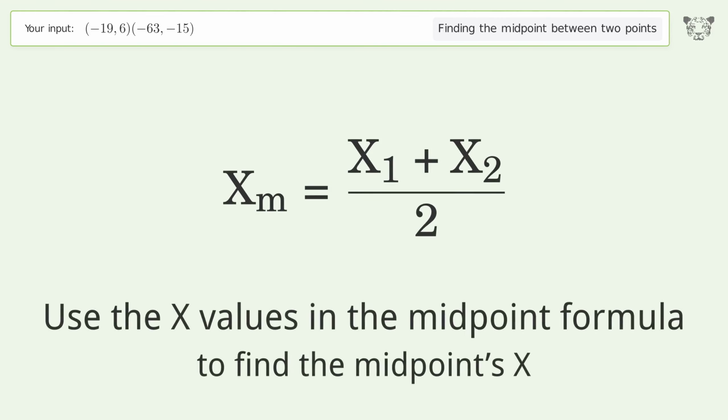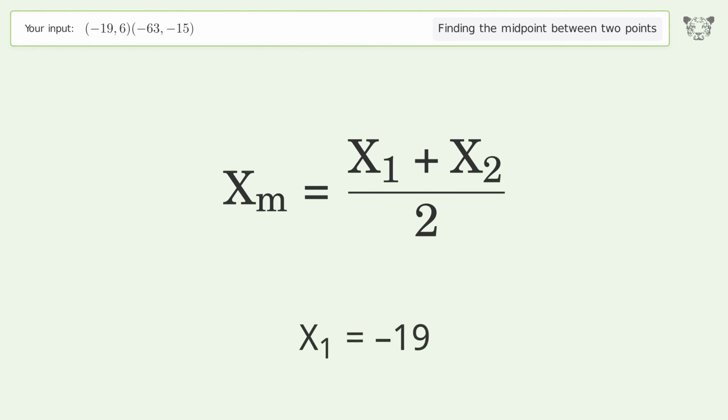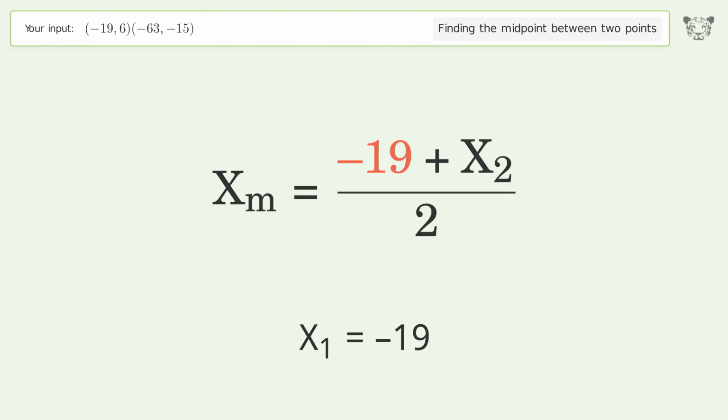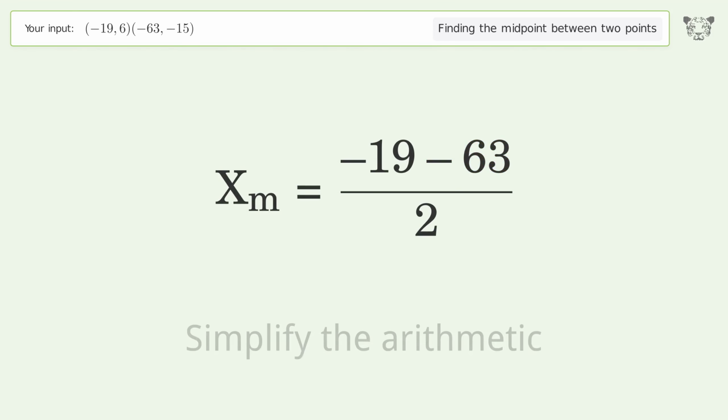Use the x values in the midpoint formula to find the midpoints x. x1 equals -19. x2 equals -63. Simplify the arithmetic.